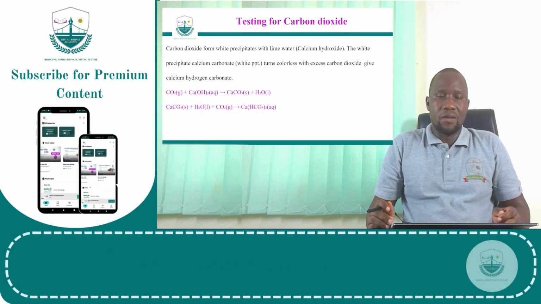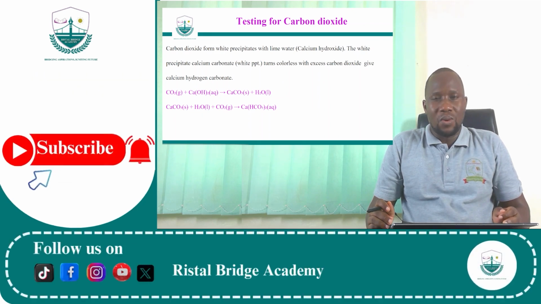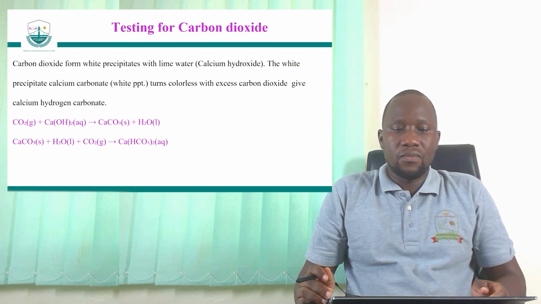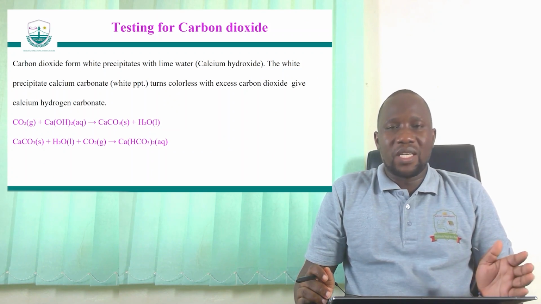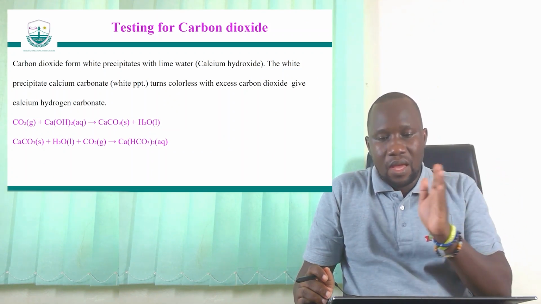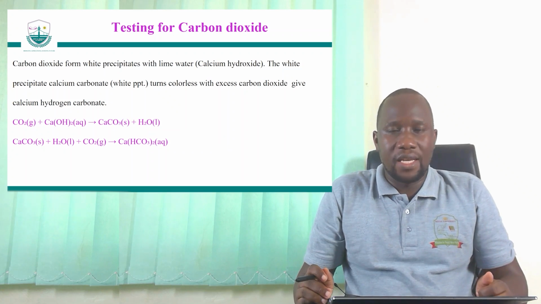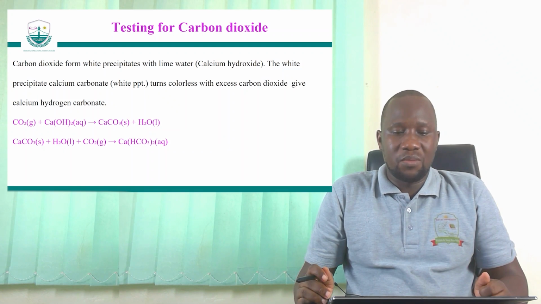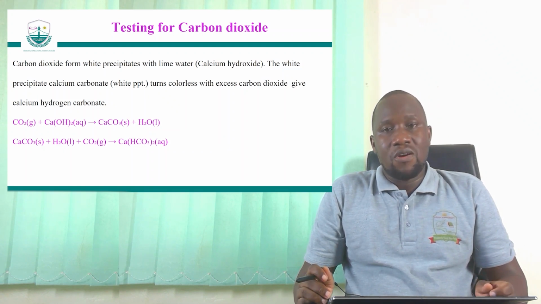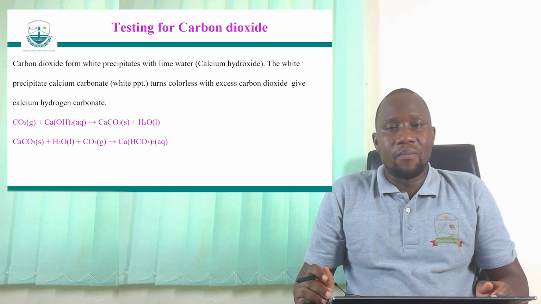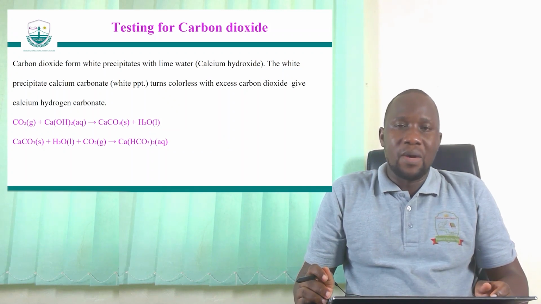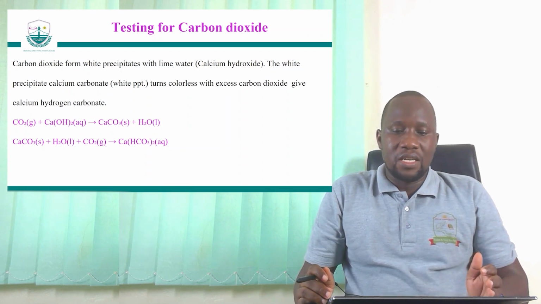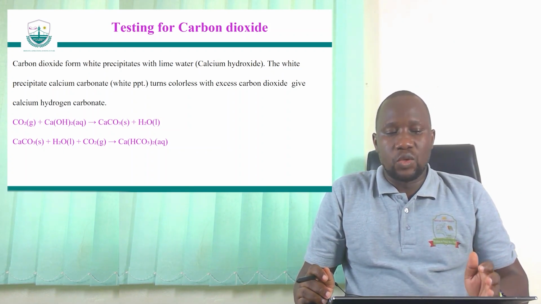Carbon dioxide, when it is passed through what you call lime water. Lime water is basically calcium hydroxide. When you pass carbon dioxide through calcium hydroxide, you're going to form a white precipitate, and this white precipitate is basically calcium carbonate. But if you pass more carbon dioxide, what you say is excess carbon dioxide, this white precipitate will turn colorless.